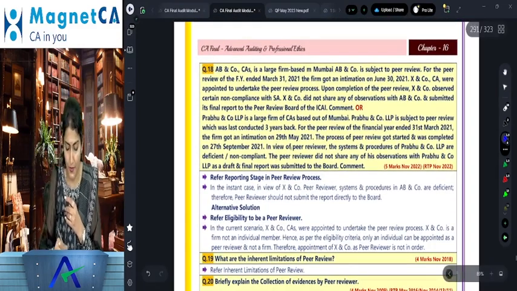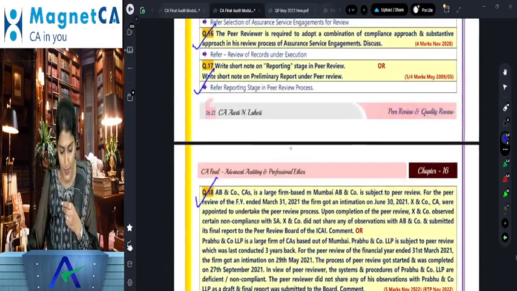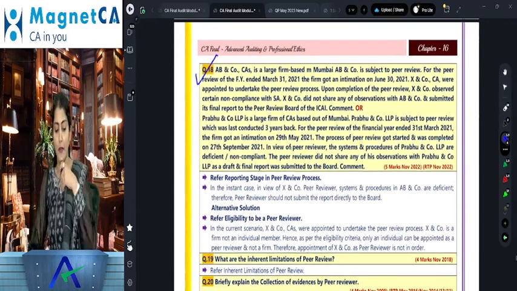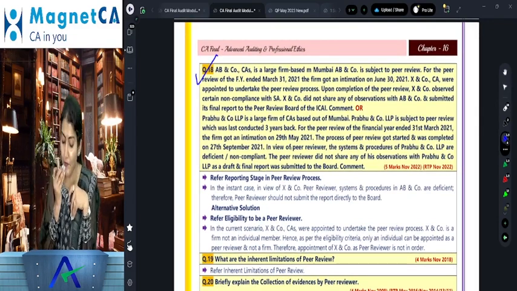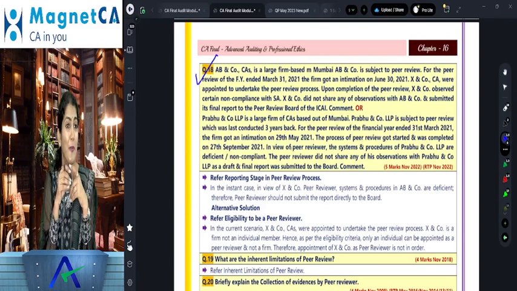Then read this question over here, question number 18. Page number 16.21. AB and Company CA is a large firm based in Mumbai, is subject to peer review. For the peer review, the firm got an intimation on June 30. X and Company CA were appointed to undertake the peer review. Upon completion of the peer review, X and Company observe certain non-compliance, that means deficient or non-compliant, right? X and Company did not share any of the observations with AB and Company and submitted the final report to the peer review board.